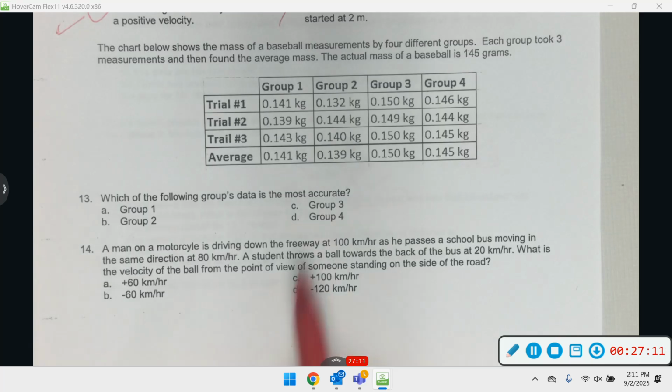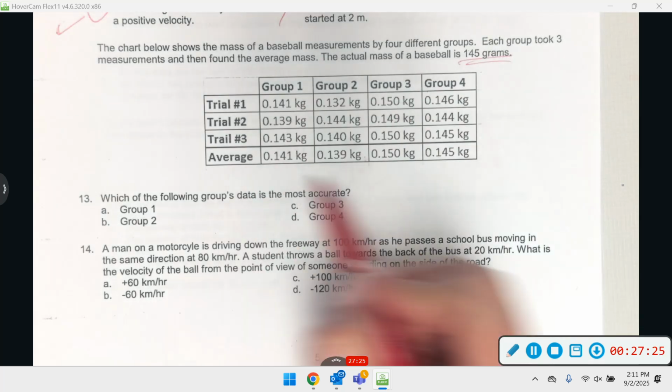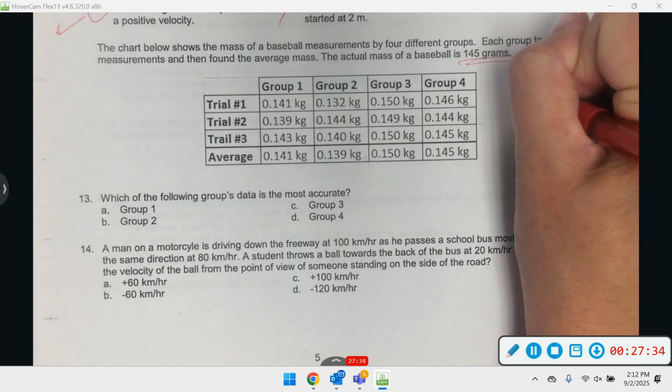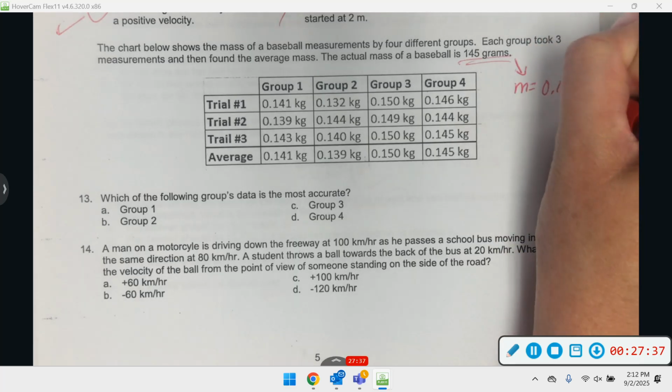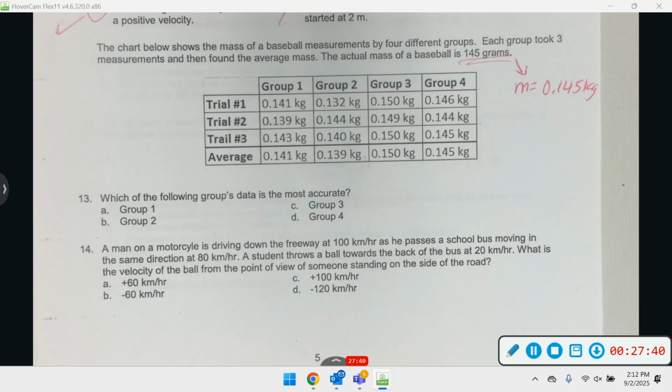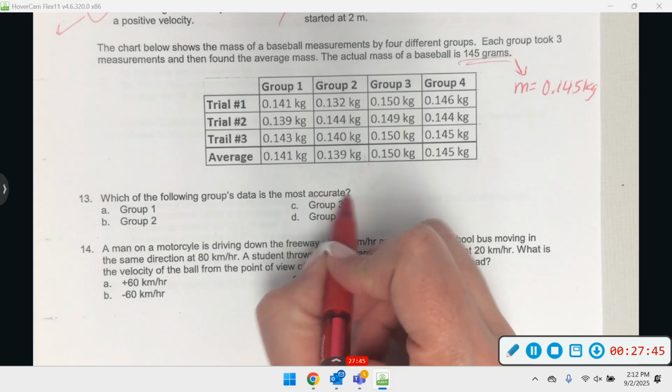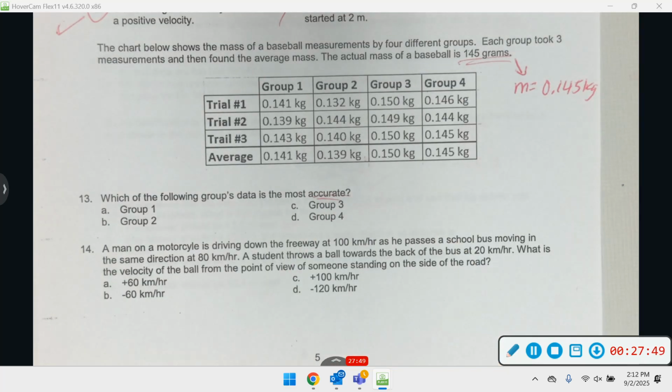Number 13 goes along with this chart, and it says the chart below shows the mass of a baseball measured by 4 different groups. Each group took 3 measurements and found the average mass. The actual mass of the baseball is 145 grams. So the only problem I have with this is that this entire table is in kilograms. So I'm going to go ahead and convert my grams to kilograms. There are 1,000 grams in a kilogram, meaning that this mass is 0.145 kilograms. If I convert it. All right, the question here says, which of the following group's data is most accurate? We talked about 2 terms when we looked at how to examine a data set, accuracy and precision.